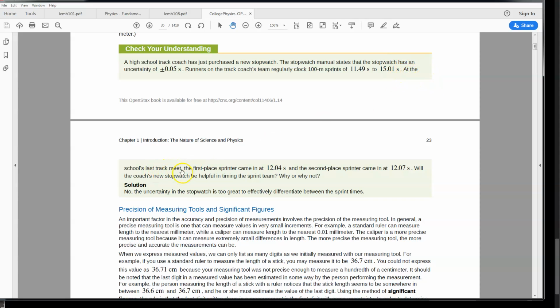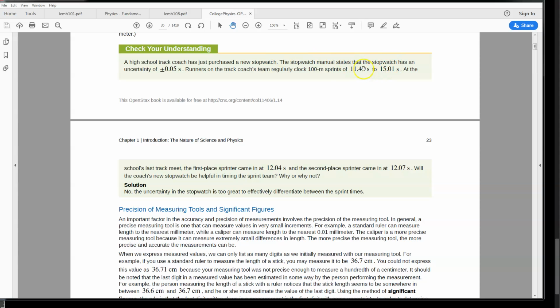At the school's last track meet, the first place sprinter came in at 12.04 seconds, and the second place sprinter came in at 12.07 seconds. Will the coach's new stopwatch be helpful in timing the sprint team? Why or why not? And the solution is no, the uncertainty in the stopwatch is too great to effectively differentiate between the sprint times. So let's think through this problem, because it is interesting, related to numbers, and of course important in terms of physics. So let's see how we can understand this problem.